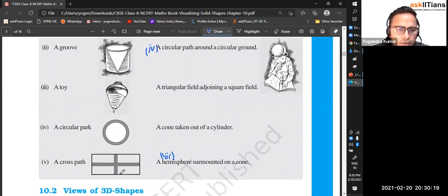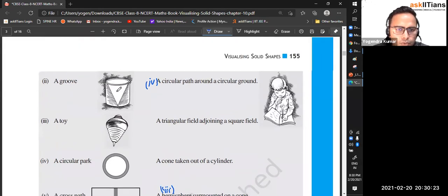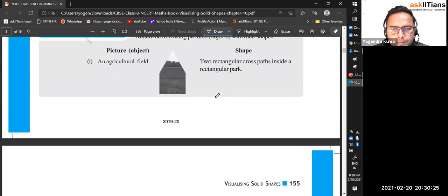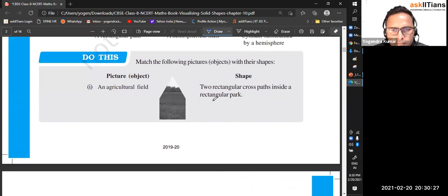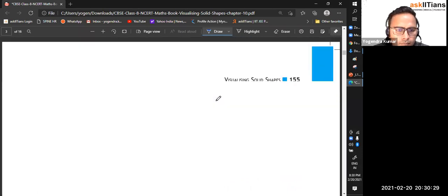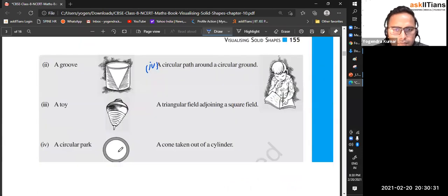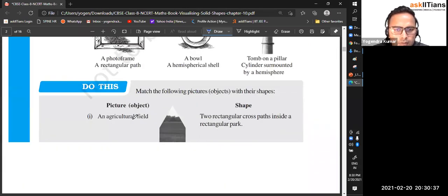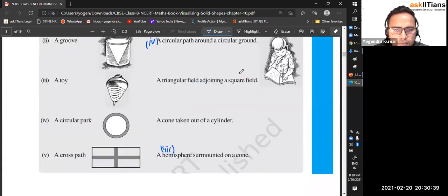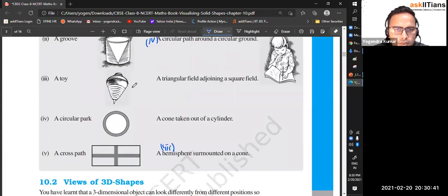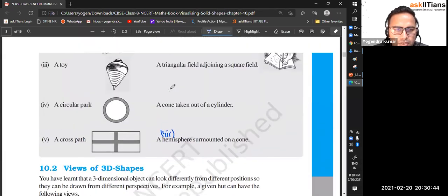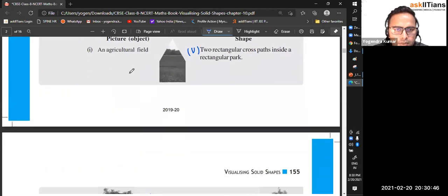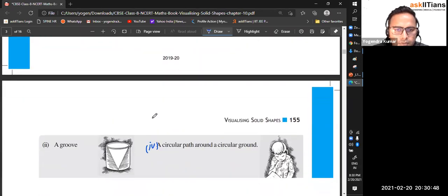Cross path will be what? Okay, circular park is done, toy is done. A groove, and what was there? Agricultural field. Okay, yeah, this is the fifth one, right? Now, what is a triangle field joining a square field? Okay, this is what? This shape. Okay, what is it? An agricultural farm, right? Yeah, that will be the first one.